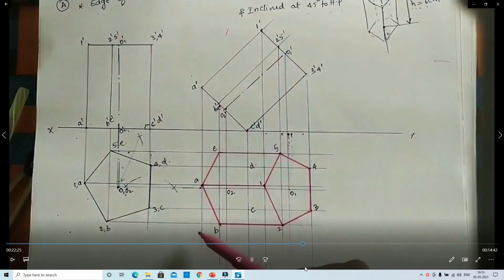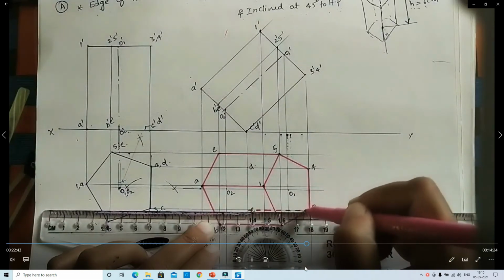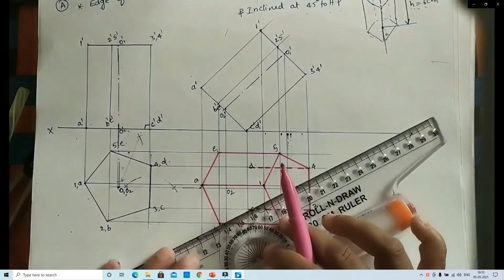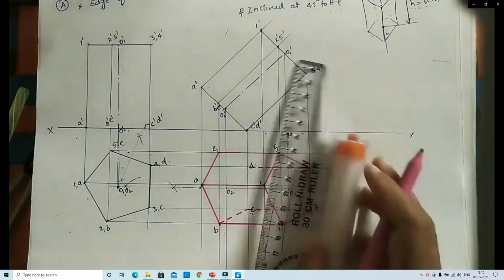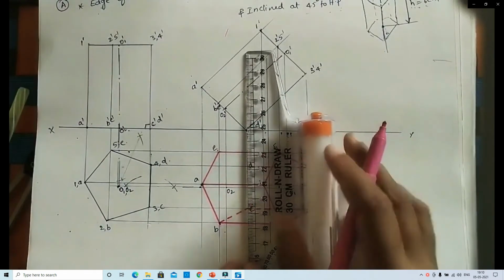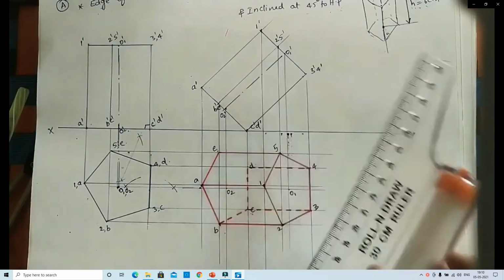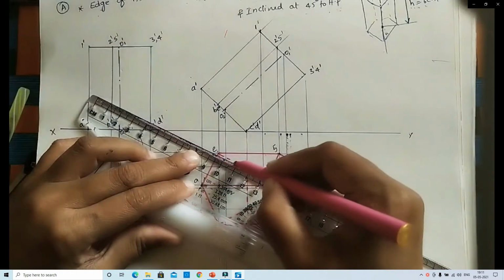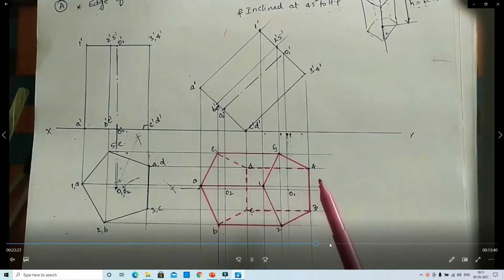Okay. First you join in this way the points here. Hidden sides: B to C, C to D, D to E. Okay. This is the second stage inclined to HP. Second stage of the pentagonal prism.